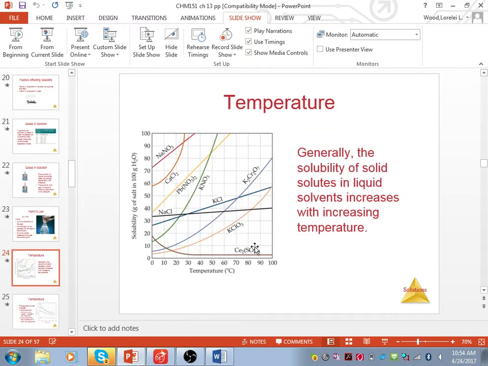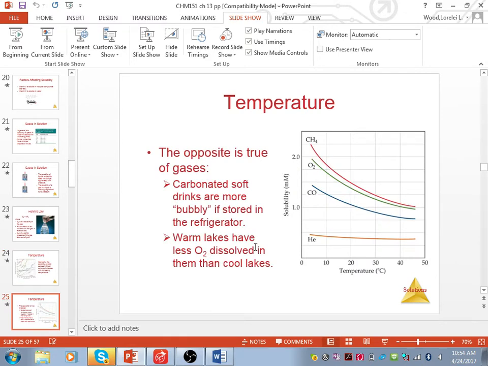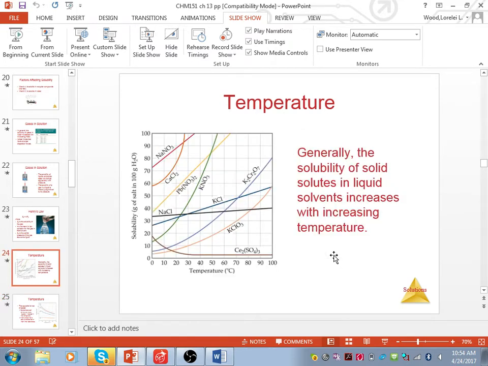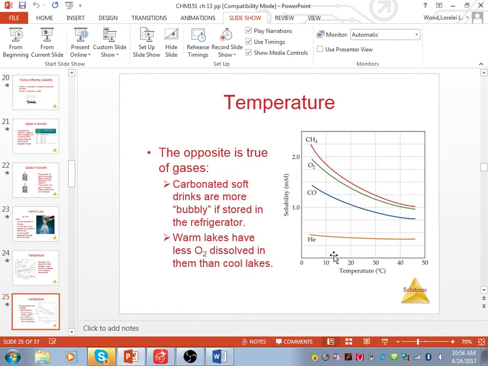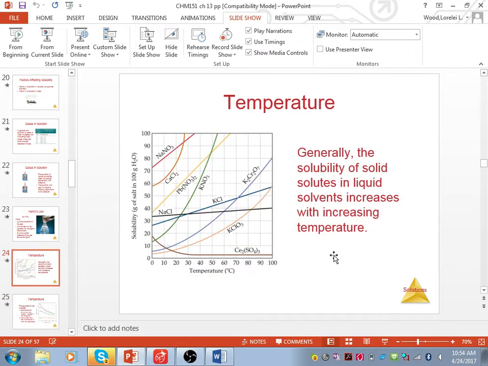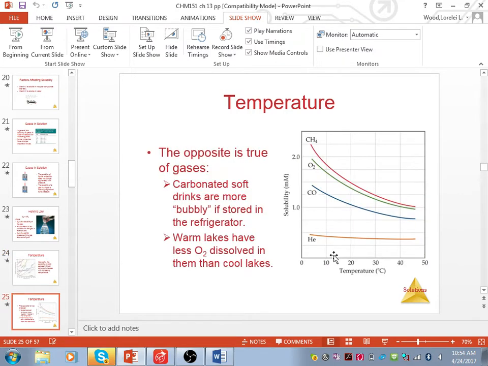Now let's look at this graph before we go on to the other parts. And this shows the gases in solution. What could you say about the difference between the solid in solution solubility versus the gas solubility in solution? They're different. So as temperature increases for a solid, we get higher solubilities. What happens when we increase the temperature in a gas in solution? What happens to the solubility of the gas? It decreases, which makes a lot of sense.